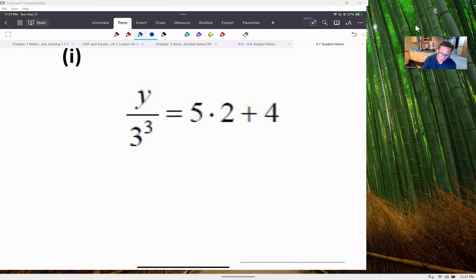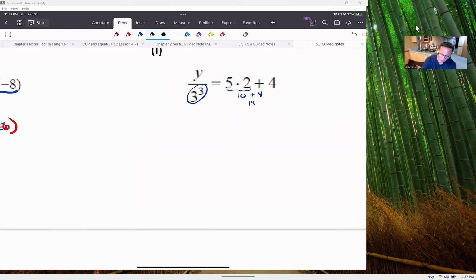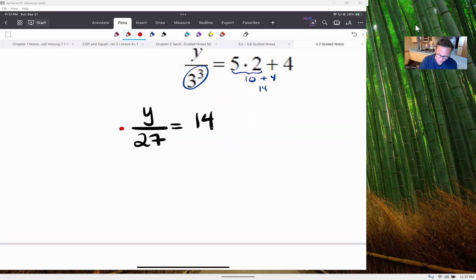And this one right here turns into 27. Right here, that makes 10 plus 4, which is 14. So let's rewrite it. You got y over 27 equals 14. So we're going to multiply both sides by 27. All right. Got 27 times 14, which is 378.